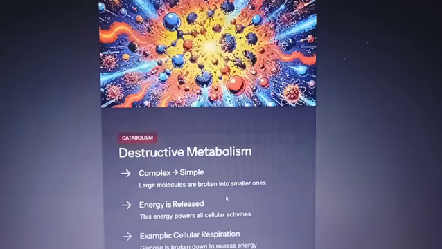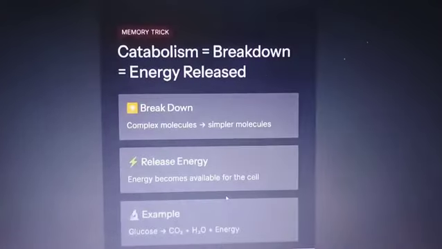For example, during cellular respiration, glucose is broken down to release energy, and this is a classic example of catabolism. Now, there is a simple trick to remember this. Catabolism is equal to breakdown, and whenever the process of breakdown is involved, then what happens? Then energy is released. Okay.